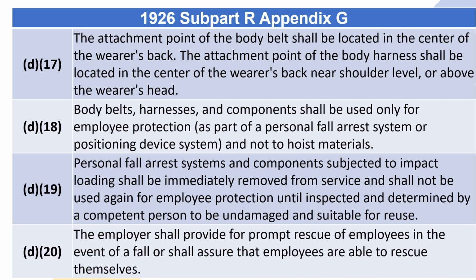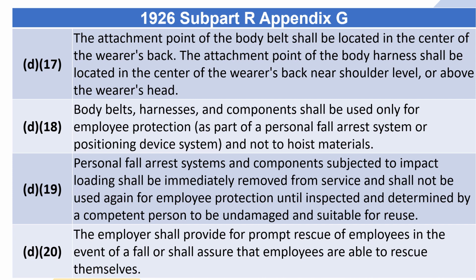The attachment point of the body harness shall be located in the center of the wearer's back near shoulder level or above the wearer's head. D.18. Body belts, harnesses, and components shall be used only for employee protection, as part of a personal fall arrest system or positioning device system, and not to hoist materials.